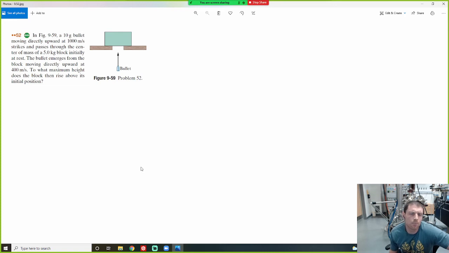So this is going to be a problem where we start out with conservation of momentum, and then we use what we get from applying conservation of momentum to apply conservation of energy.